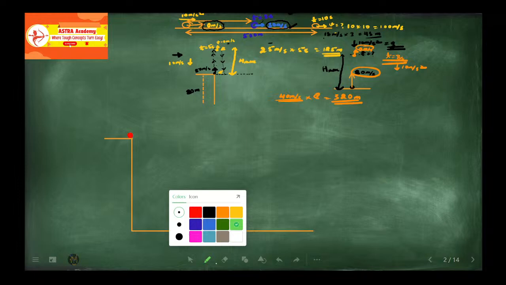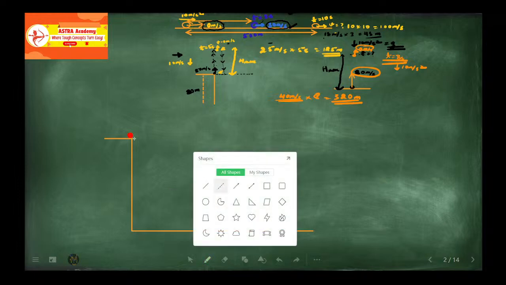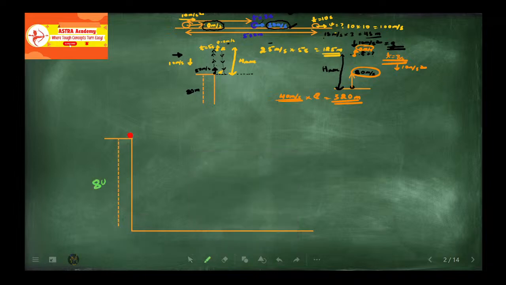The building was at a height of 80 meters. Right? 80 meters was the height of the building, and the velocity of the ball was 50 meters per second. Now understand carefully what I'm trying to say. Or rather I should take some other data: 80 meters per second I'm taking, for example. Now they are asking how much time the ball will take to reach the same level. So the question is similar to this question.